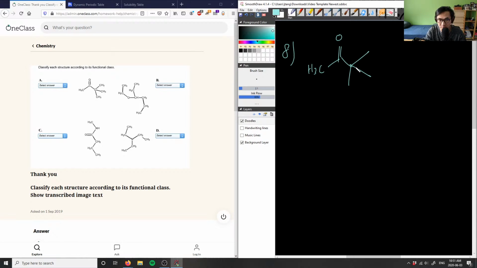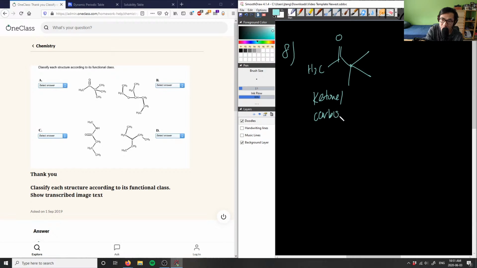I'm going to draw the line diagram here. It's asking us, what is the functional class? Well, the functional class has basically all alkanes except for the C double bond O. As you can see, it's either an aldehyde or a ketone, right? An aldehyde would be a carbonyl group on the primary carbon, at the beginning of the compound, and the ketone's in the middle of the compound. In this case, it's in the middle of the compound, which means this here is a ketone.